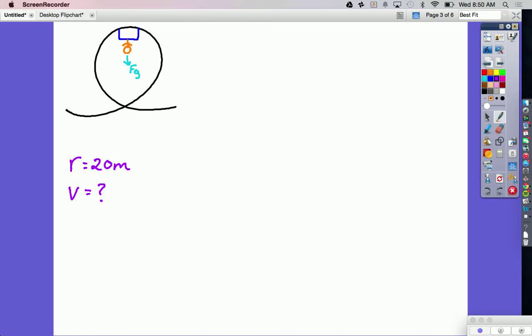Coaster has a loop in it, and that loop has a radius of 20 meters. The goal of the loop is so that the riders at the very top feel weightless for just an instant before coming back down. Now, what does weightless mean?